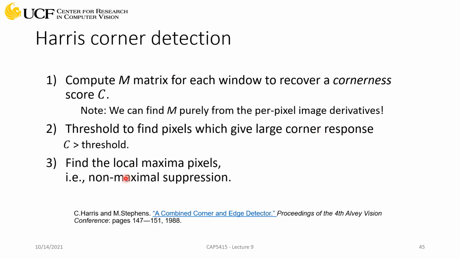All right, and then the final step is just non-maximal suppression, because in the neighborhood of each pixel location, you will have just one corner, right? You can't have a lot of corners in the same region, otherwise that's not a corner. So for that, we need non-maximal suppression, and this is similar to what you did for your edge detection.